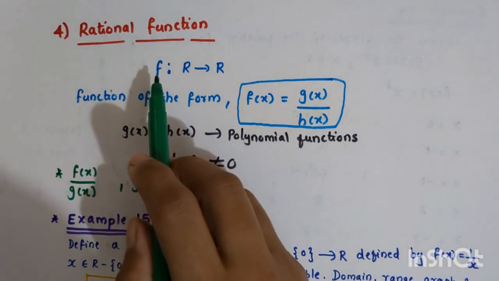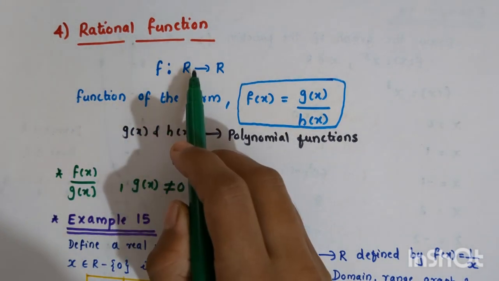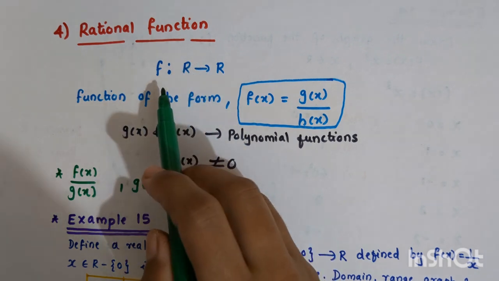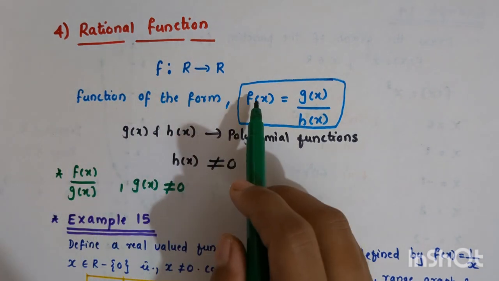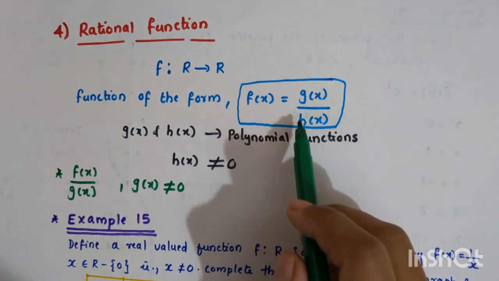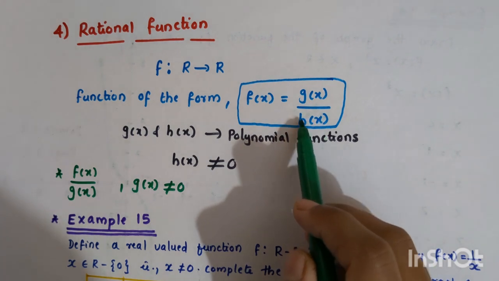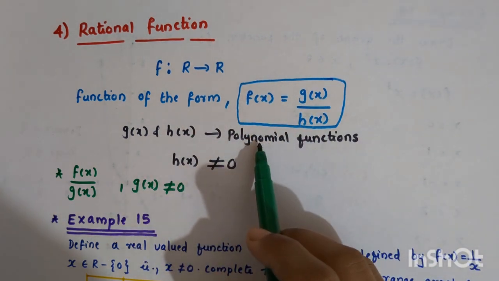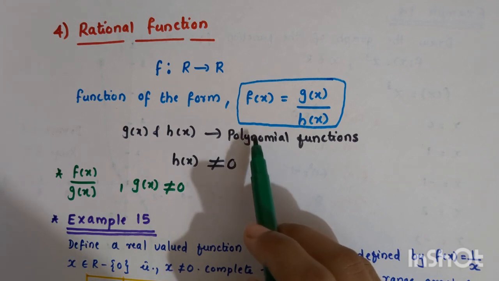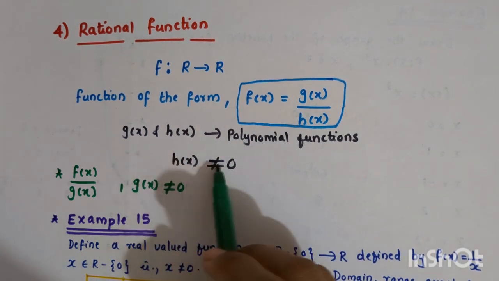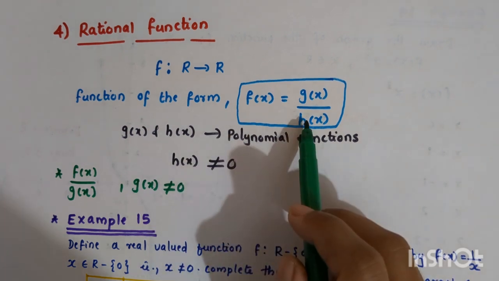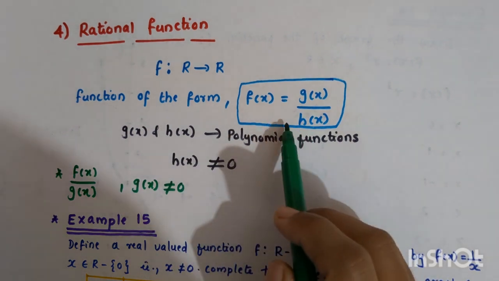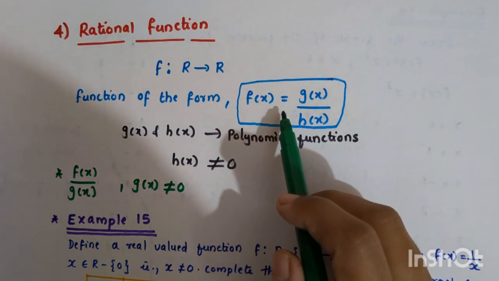Here the function is defined from R to R, and it is of the form f of x equals g of x divided by h of x, where g of x and h of x are polynomial functions defined in a domain, and h of x is not equal to 0, that is, the denominator is not equal to 0. Such a function is called a rational function.